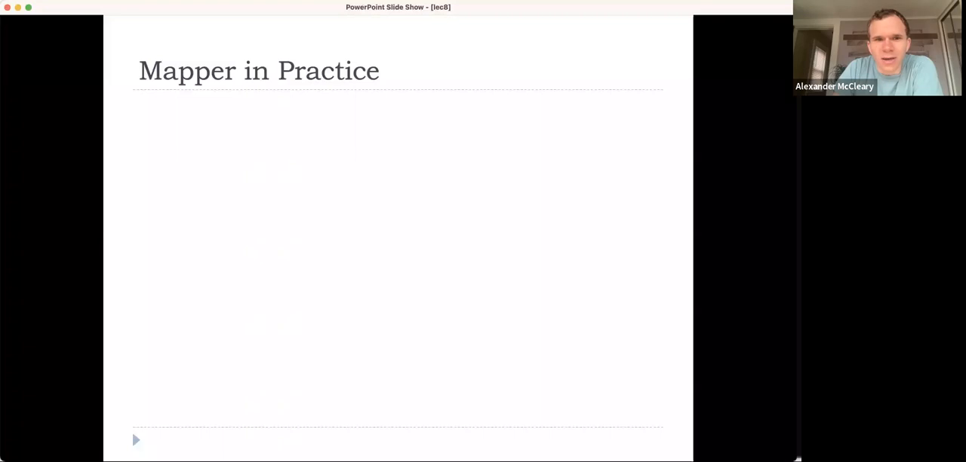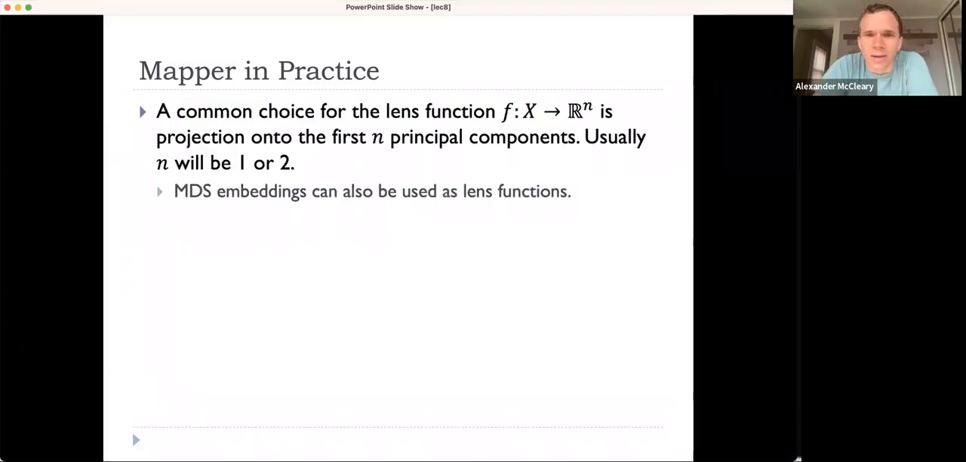Okay, so now let's talk about how mapper is used in practice. We have some parameters here, so we have some choices to make. Let's look at common choices that people make. A very common choice people use for the lens function is projection onto the first n principal components. Most often n will be 1 here, just to keep it simple and make the algorithm fast. But sometimes people use n equals 2. And n could be higher. It's just that the larger n is, the less dimensionality reduction we're going to have.